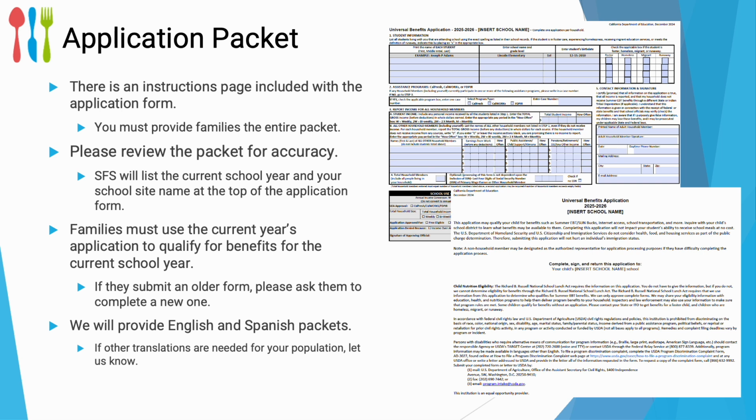Make sure that families are using this year's application. So an old income survey or an old meal application is not going to work. They need to be using this 25-26 universal benefit application form. And we're going to provide this to you in English and Spanish. If your school population needs other translations, let us know. We'll do our best to provide them.